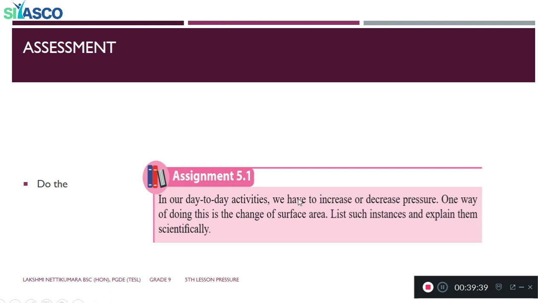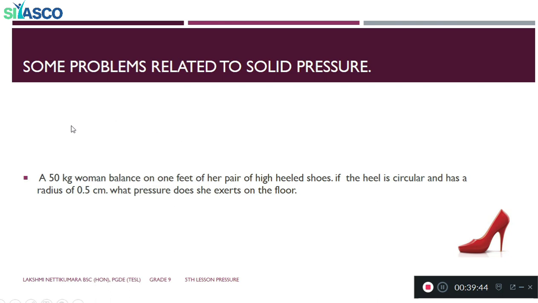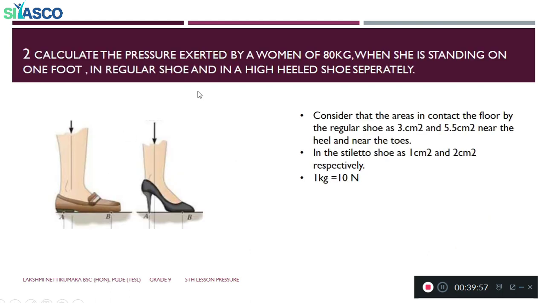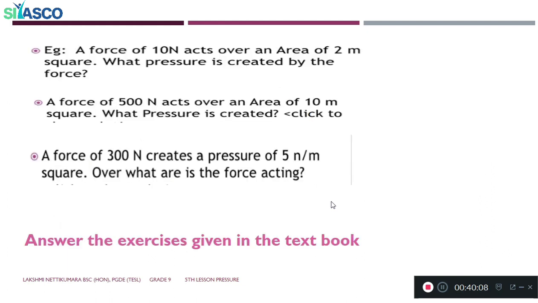Now do the assignment. This is given in your textbook. Try to do these problems. You can use that formula triangle. These are very easy problems. Here also, this one also the same. All the facts are given. What you should do is read this carefully, use the formula and find the answer. Once you finish answering the given problems, answer the exercises given in the textbook.